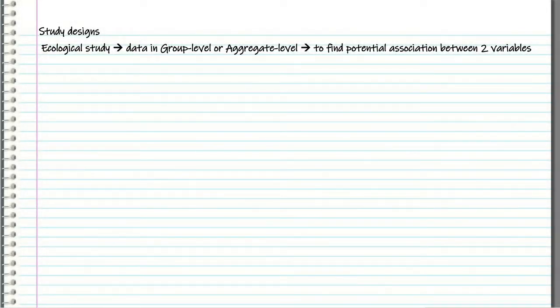In this lecture, we are going to look at the study designs. The first part is the ecological study. As you see in this ecological study, we are gathering data at the group level and the aggregate level, as I wrote here. It is just to find a potential association between two groups. It's better to put it in an example.